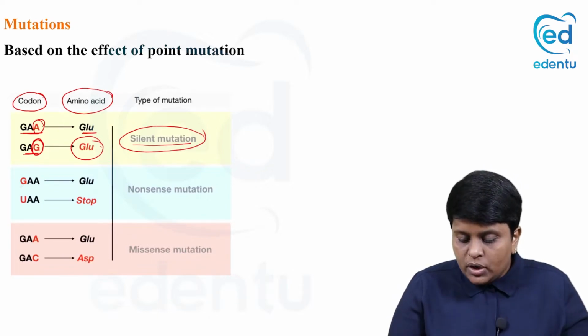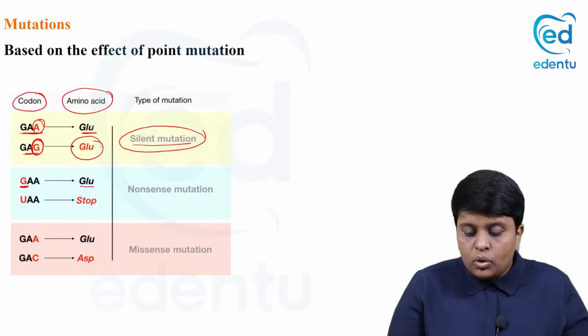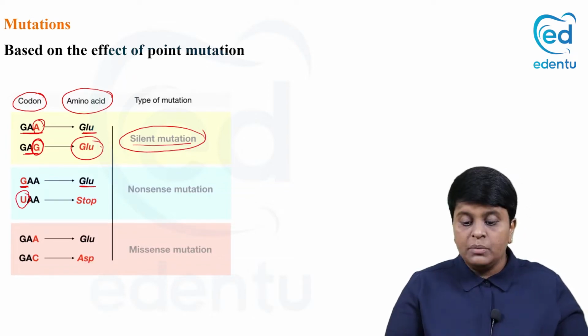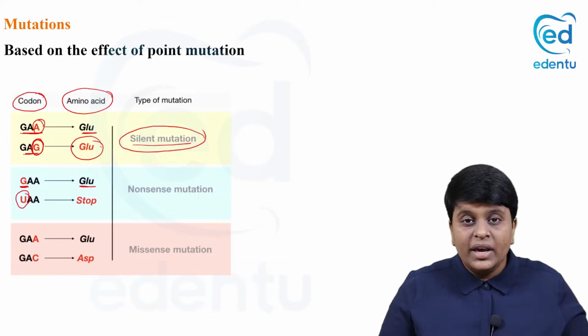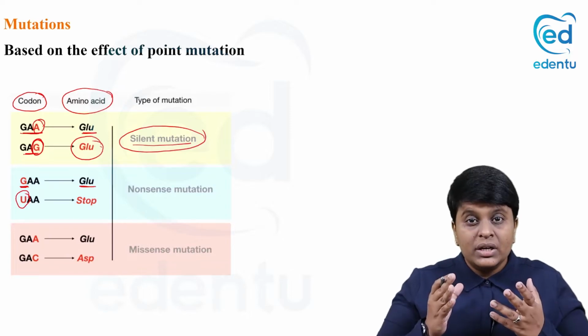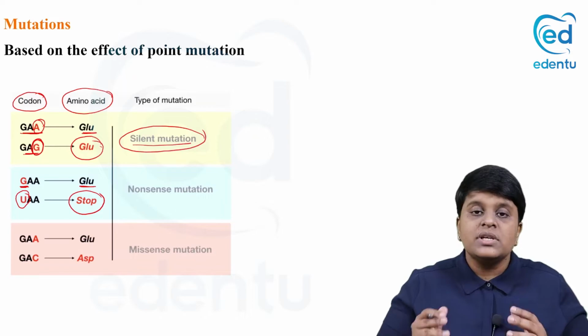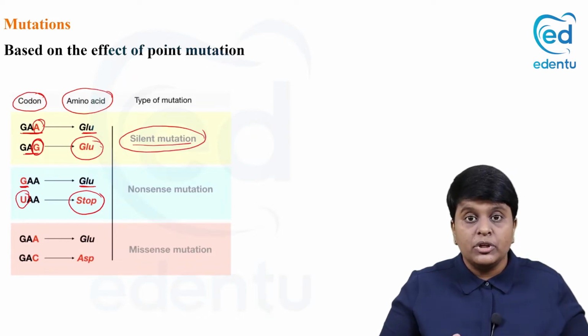Whereas, see the next one. You had GAA, which coded for glutamate. In that place, instead of G, you replaced a U. What happened? It became UAA. I told you UAA is a stop codon. So it will lead to termination of the protein synthesis. So protein synthesis abnormally or prematurely stops.